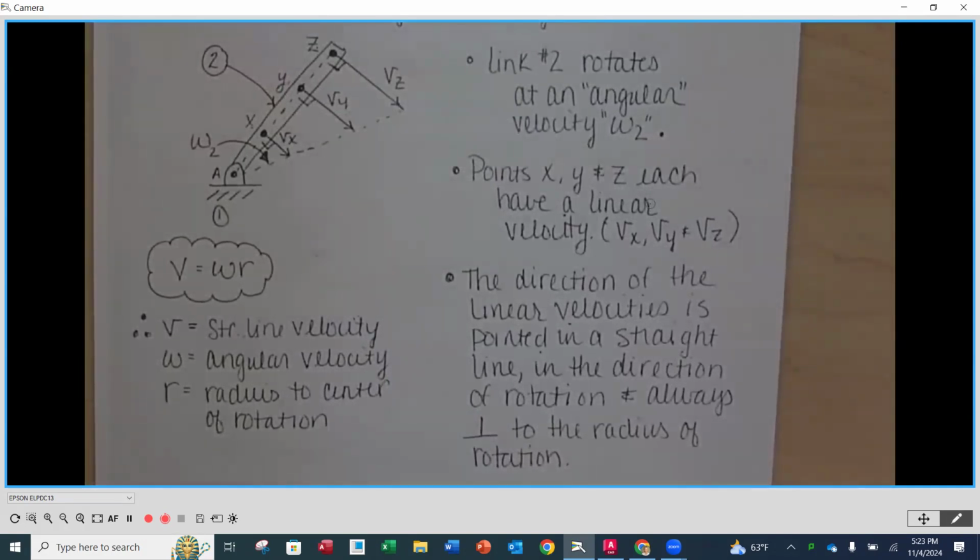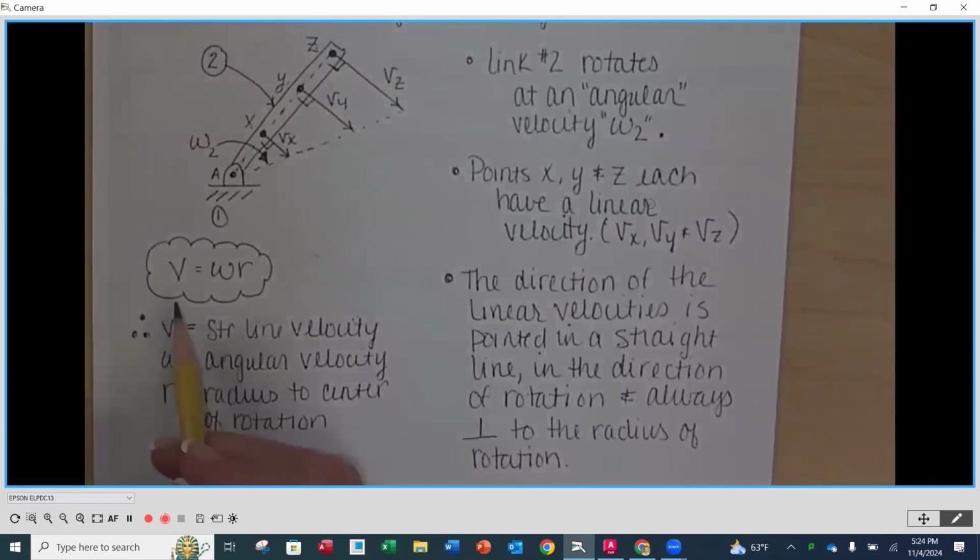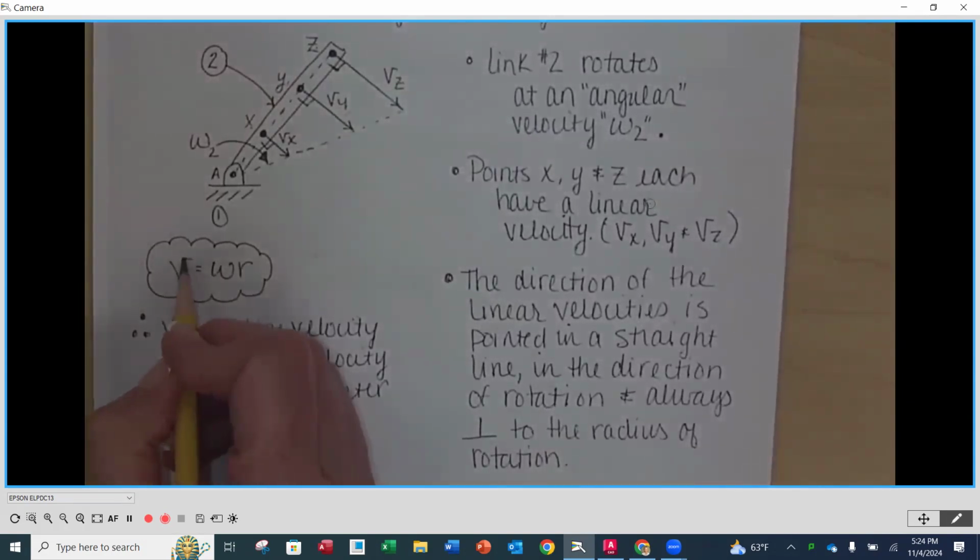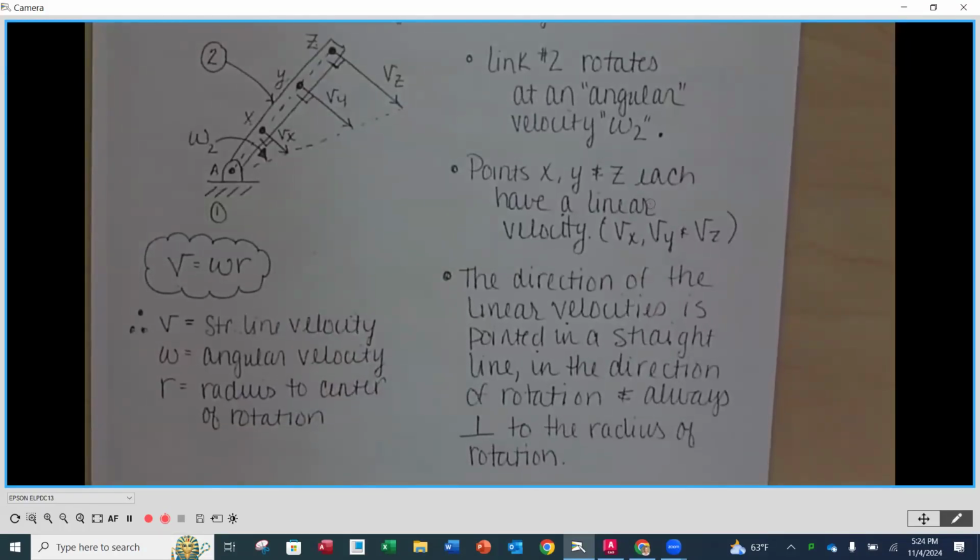Now, the relationship that exists between angular velocity and straight line velocity has to do with how far those points are from the center of rotation. So the base equation we see right here, velocity, straight line velocity, we'll put a little tail on there. That's how I always show lowercase v, is going to be equal to omega, angular velocity, times the radius, or the distance that point is away from the center of rotation.